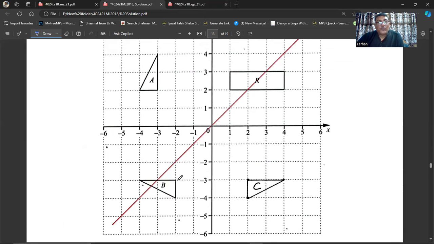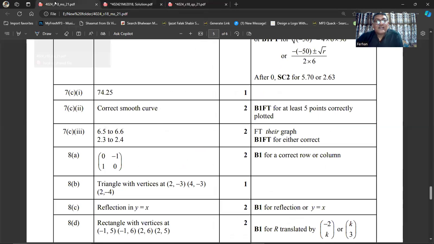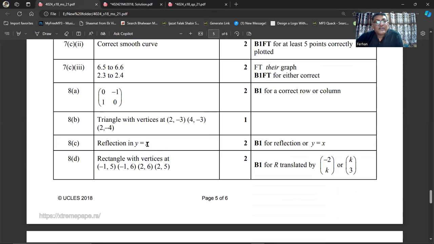This vertex is 2 points from the y-axis, so I will take 2 points on the other side. This vertex is 4 points away, so it will be 4 points on the right side of the y-axis. So I put this dot here. This vertex is 2 points to the left of the y-axis, so its image will be 2 points to the right. This is how you get the triangle. Hopefully you understand how I have done this reflection in the y-axis, and B has been mapped onto triangle C. If you check C and its vertices, our answer is right.